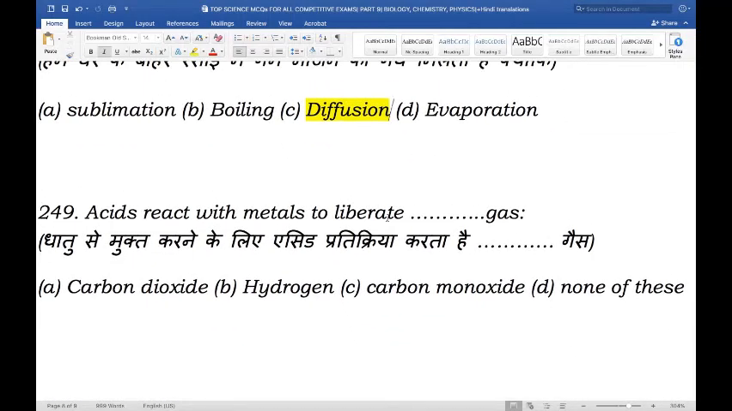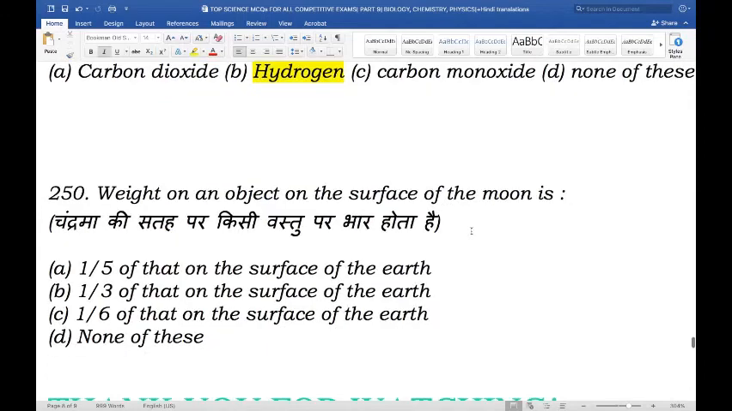Acids react with metals to liberate blank gas. So acids react with metals to liberate what type of gas? Is it A, carbon dioxide, B, hydrogen, C, carbon monoxide, or D, none of these? So acids react with metals to liberate hydrogen gas. Acids react with most metals, and when they do, a salt is produced. But unlike a reaction between acid and base, it is not water. Instead, it is hydrogen gas.